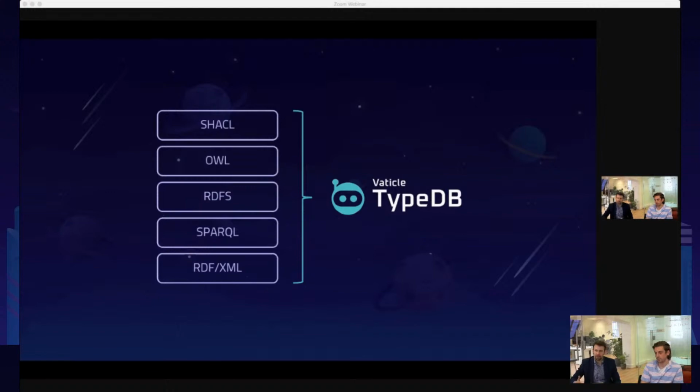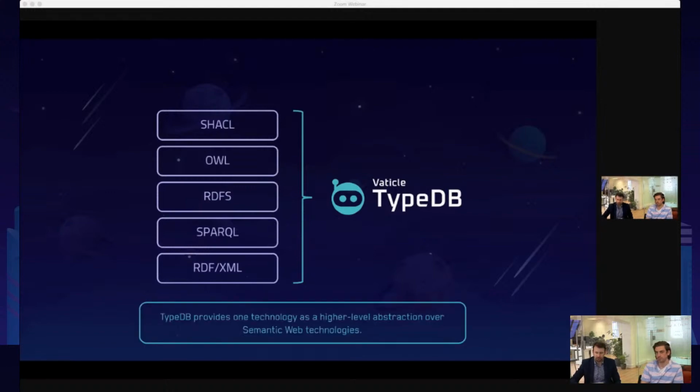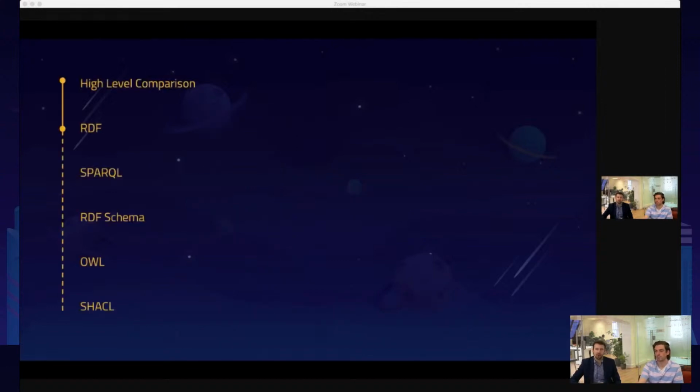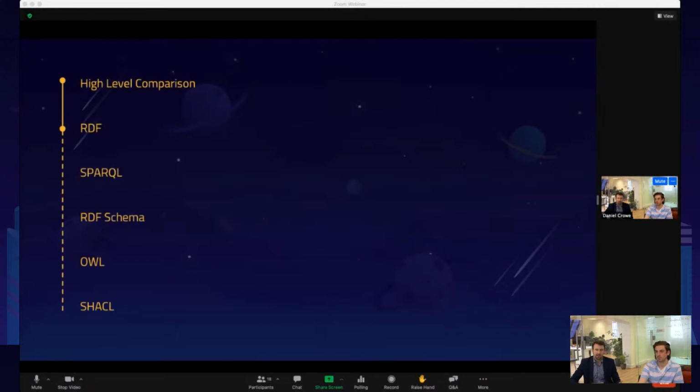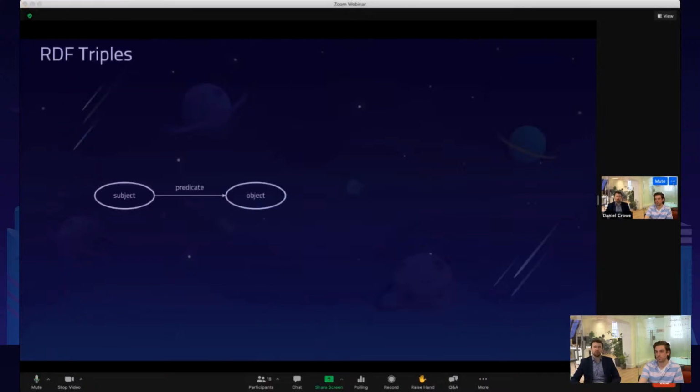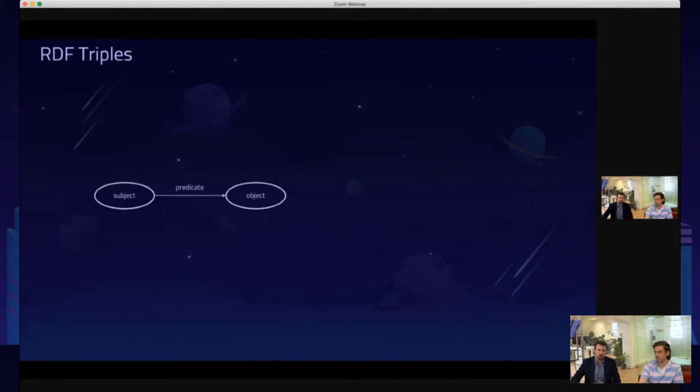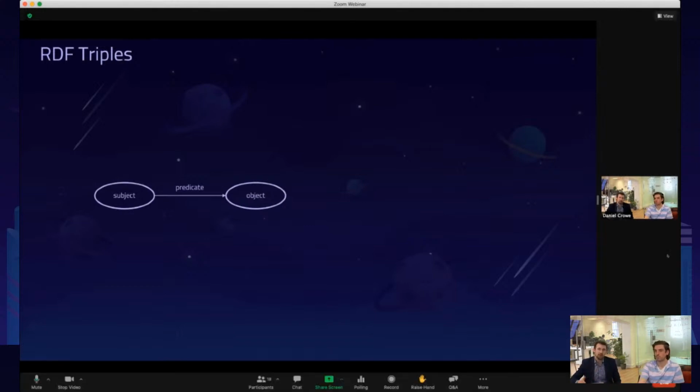So how does that manifest itself? And yes, as the slide says here, TypeDB provides one technology as a higher level abstraction over semantic web technologies. So let's start with the fundamentals, with RDF. Now, an RDF triple, as we all know, I think if you're in this talk you'll have some familiarity with RDF, is really the core of the semantic web model. And that, of course, consists of a subject, a predicate, and an object.